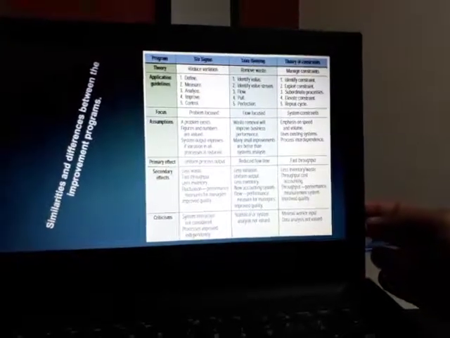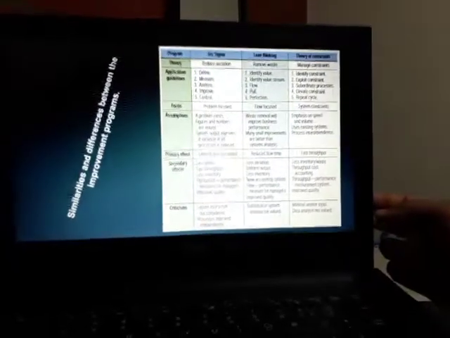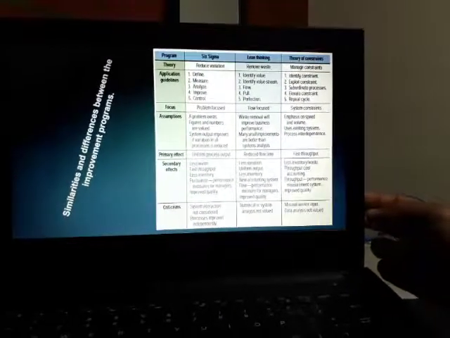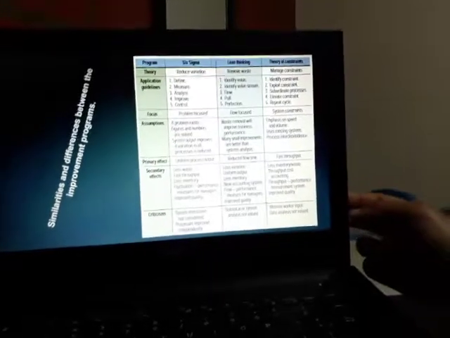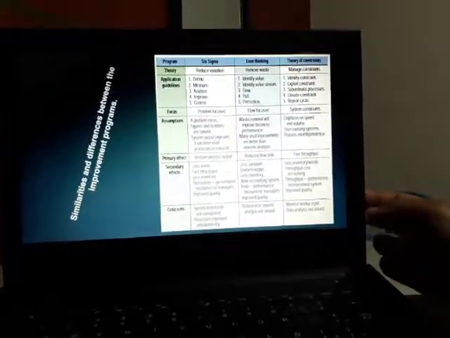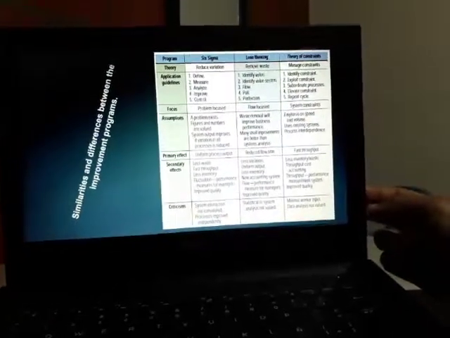Primary effect. Six Sigma: uniform process output. Lean thinking: reduced flow time. Theory of constraints: faster throughput.